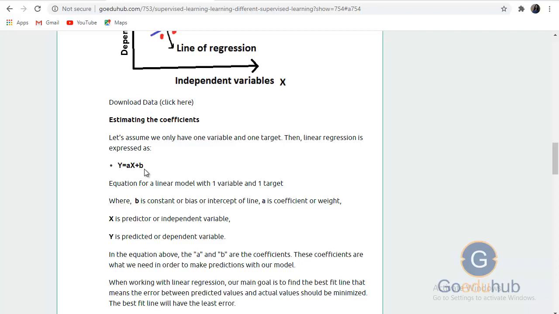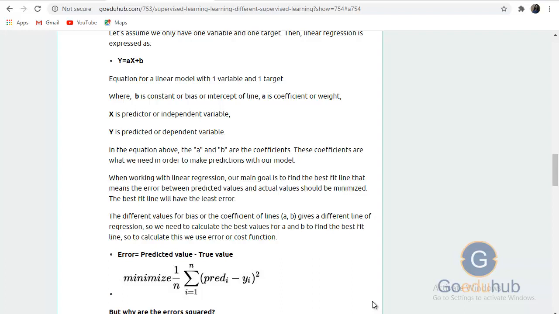So when we are working with linear regression, our main goal is to find the best fit line. That means the error between the predicted values and the actual values should be minimized. So our best fit line will have the least error. Different values for the bias and the coefficient give a different line of the regression.